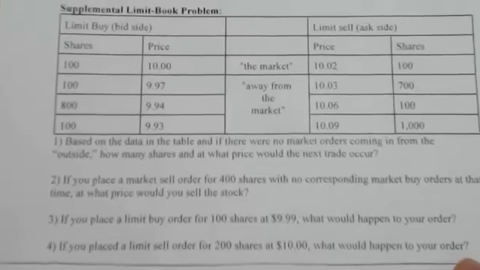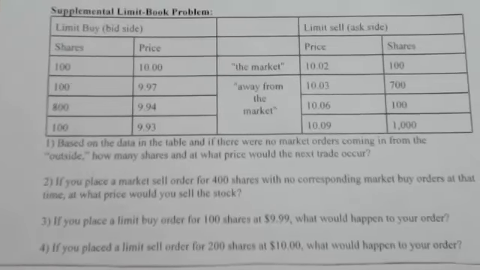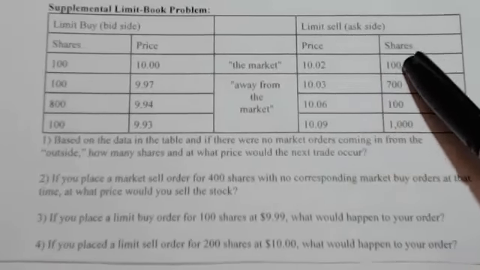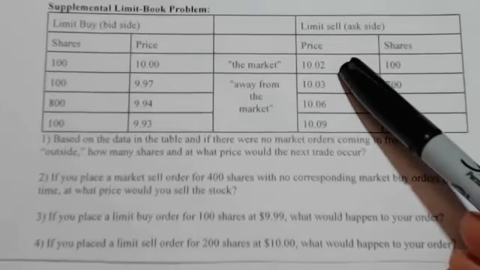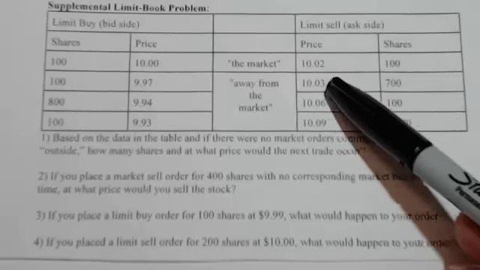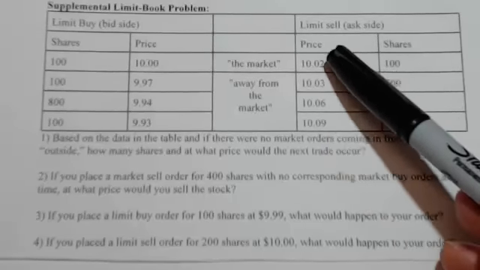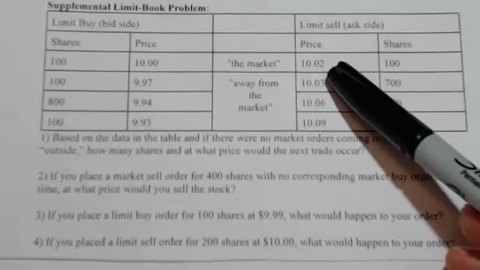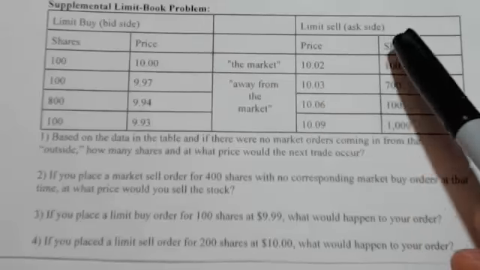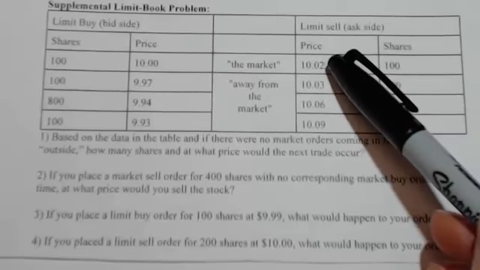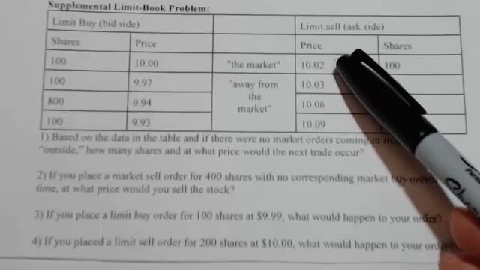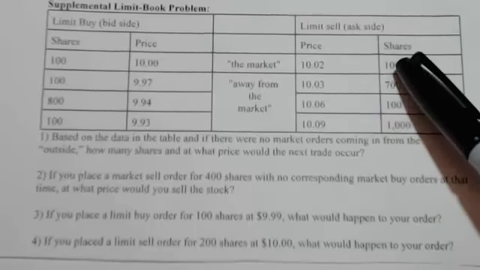Okay, now there's a sell side to this limit order book, and here's the sell side. You got somebody who wants to sell 100 shares at $10.02, somebody who wants to sell 700 shares at $10.03, and so on. Look at the prices, they're going up as you go down this side. This person is the most willing to sell in a sense. You look at this as like the bottom of a supply curve in economics. These people are willing to sell at the lowest price.